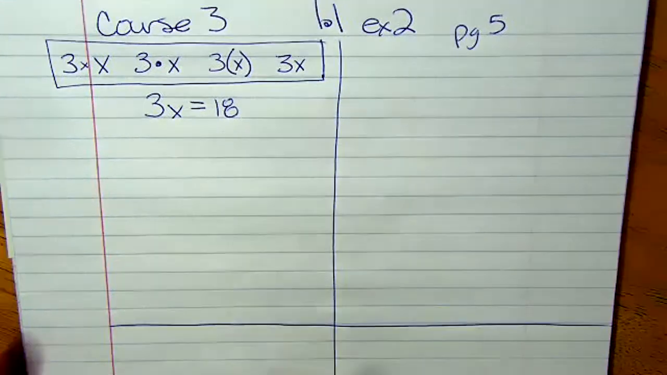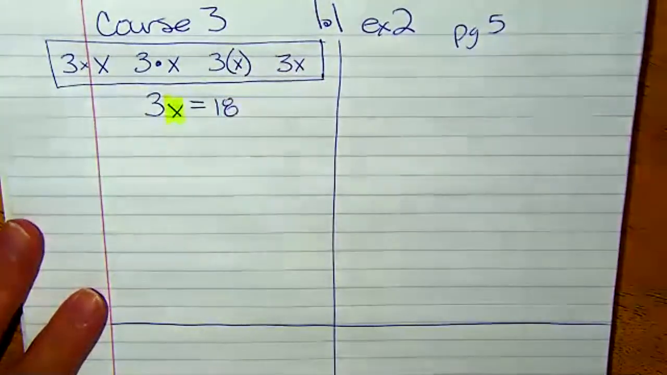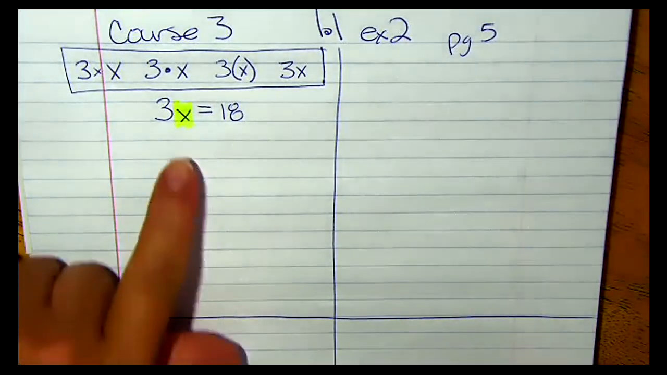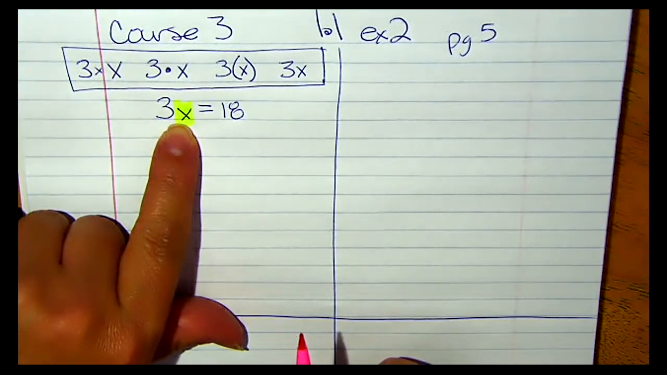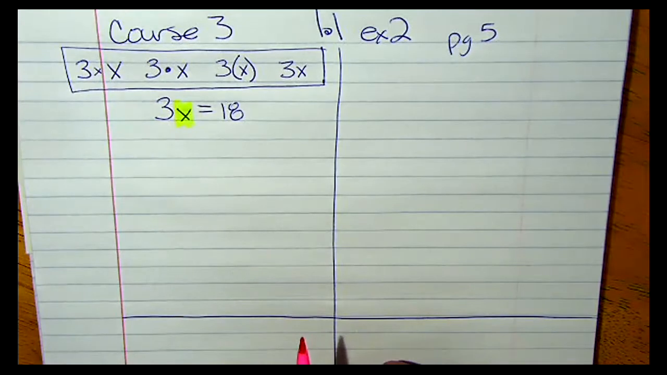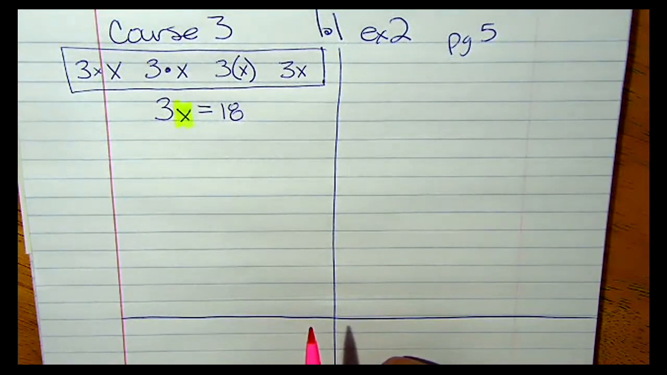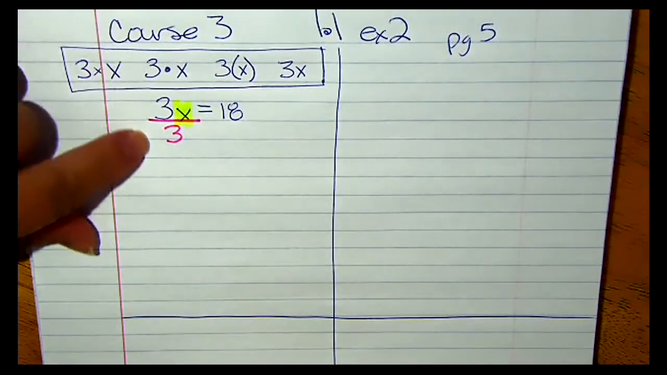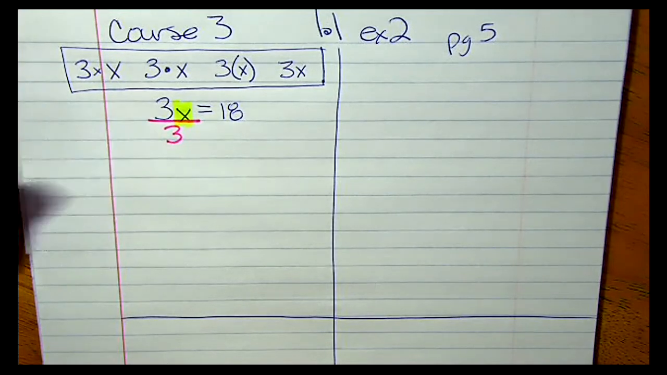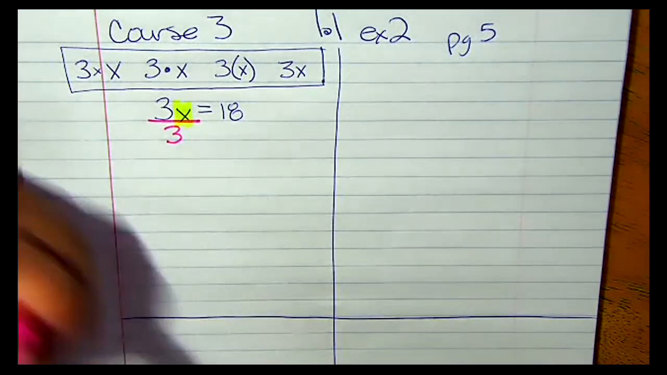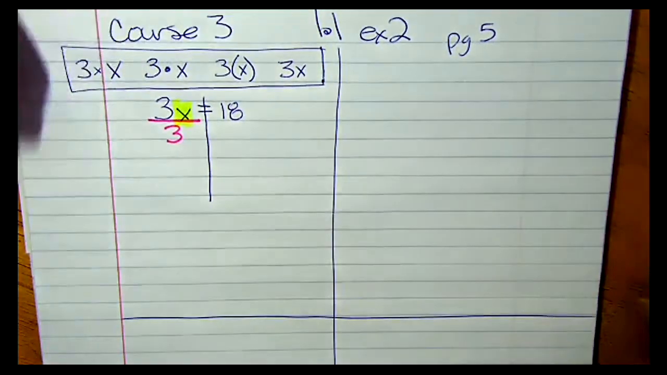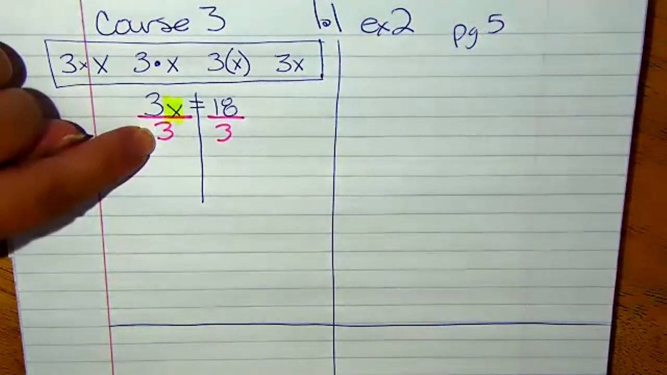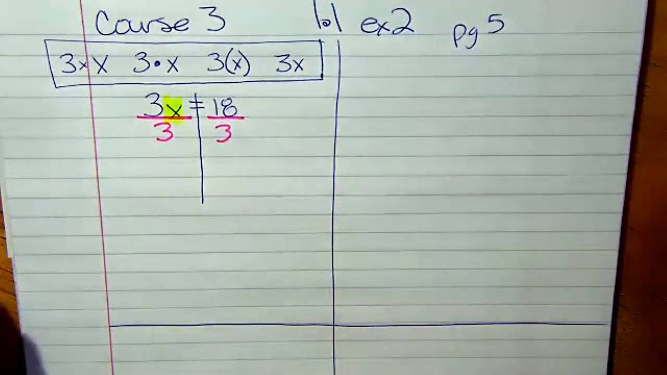Just like yesterday, we want to isolate the variable. We need to get that variable by itself. So to do that, we need to unattach it from this times 3. Well, the inverse of multiplication of times 3 is divided by 3. And when we're working in algebra, we like to show division as a fraction. So what I do to one side, I must do to the other because we want both sides to stay balanced. So if I'm dividing this side by 3, I must divide this side by 3.